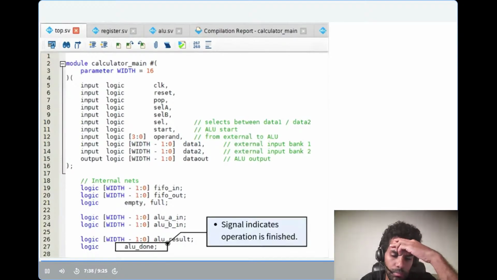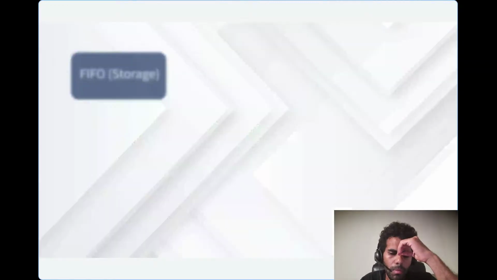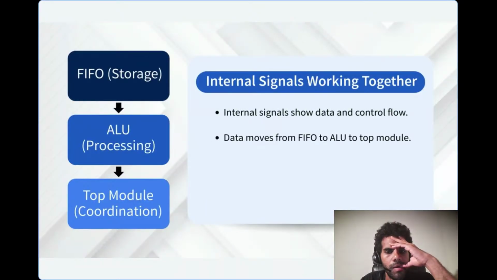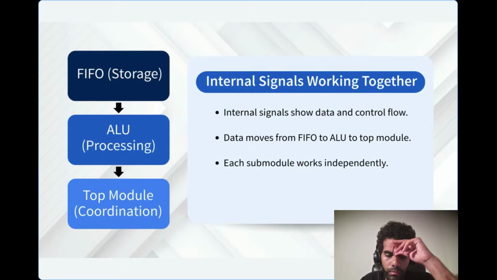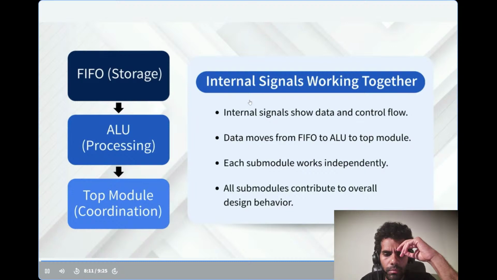is finished. Together, these internal signals show how data and control flow through the system, from storage into the pipeline, to processing by the ALU, and finally coordination at the top level model. By understanding these internal connections, we can clearly see how each block works independently while still contributing to the overall behavior of the design.